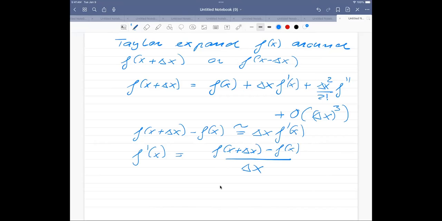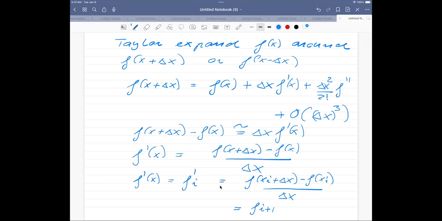And when we discretize it, the derivative f'(x_i) will be given by f(x_i + delta x) minus f(x_i), divided by delta x. This is often written as f(i+1) minus f(i), divided by delta x. This is a famous formula, and it's named after a famous mathematician.